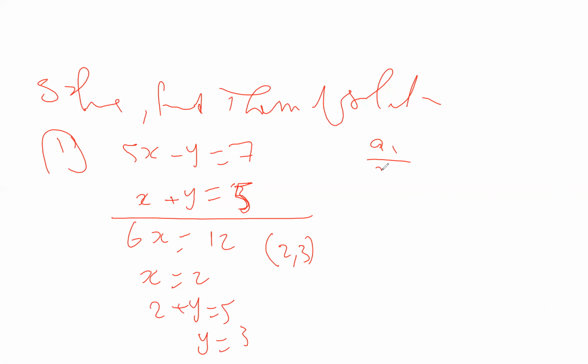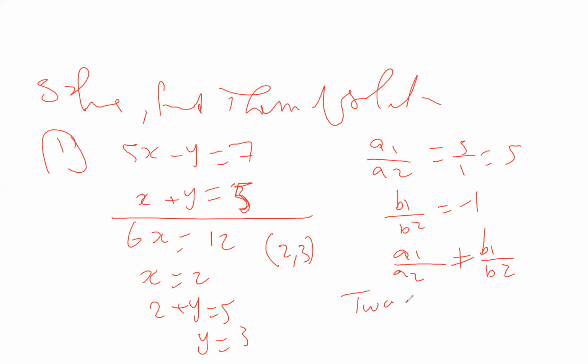And you have A1 over A2 equals 5 over 1, which is 5, and B1 over B2 equals negative 1. Then A1 over A2 is not equal to B1 over B2. Then the two equations have one solution, or intersecting lines, if you represent them on the graph.